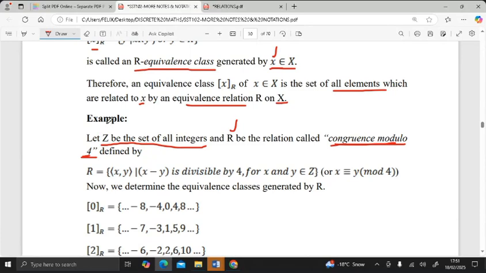Now, for us to have a better understanding of what we mean by equivalence classes, let's look at what is happening here. We have this example that takes us through the set of integers. And our R is the relation congruence modulo 4. What do you mean by congruence modulo 4? We say that X is congruent to Y modulo 4 if the difference between this and this is divisible by 4.